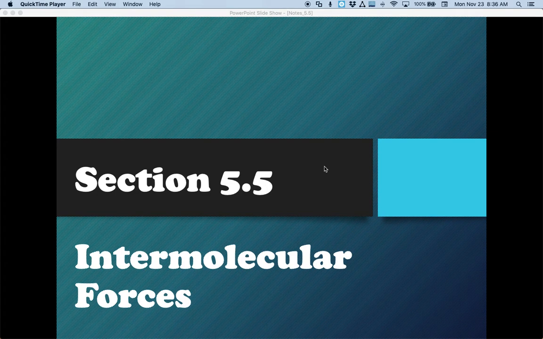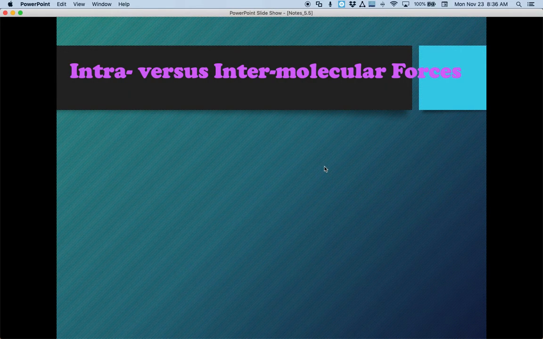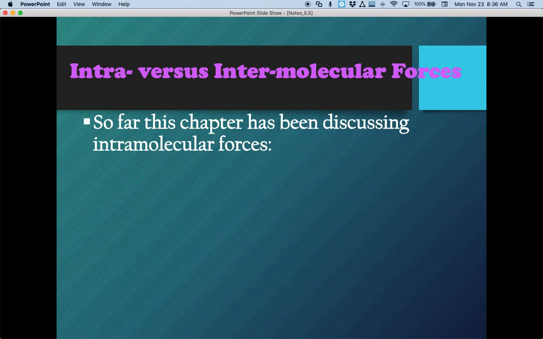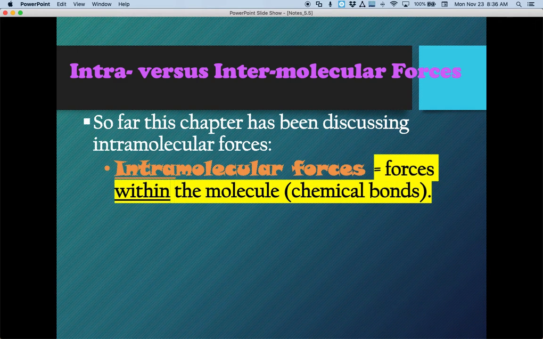Intermolecular forces. This is kind of where we are going to now. So a couple of terminology issues. So far in this chapter, we have been talking about intramolecular forces. So this is kind of a new term.